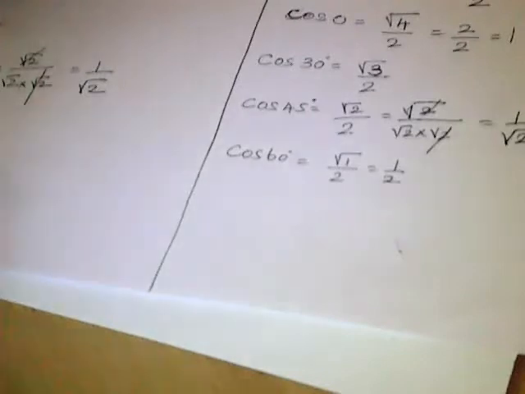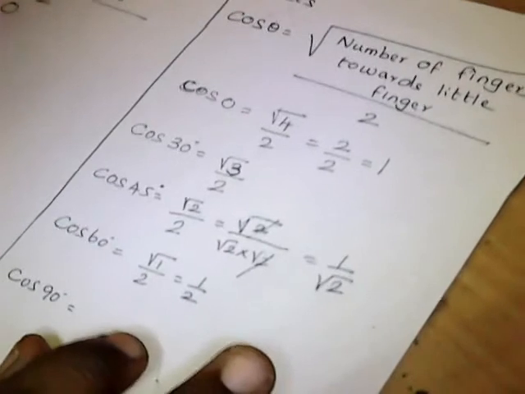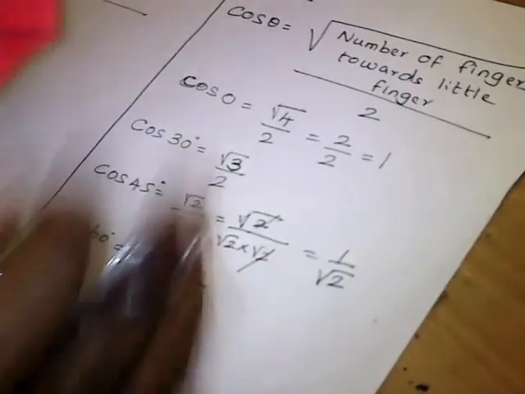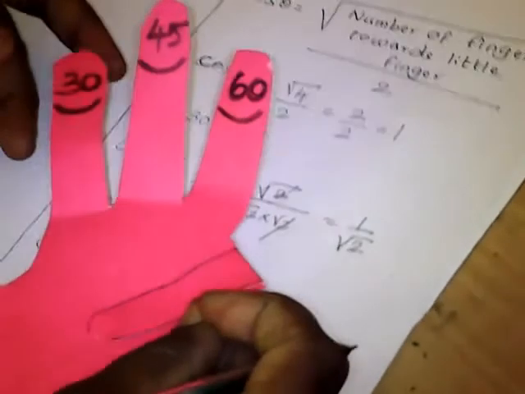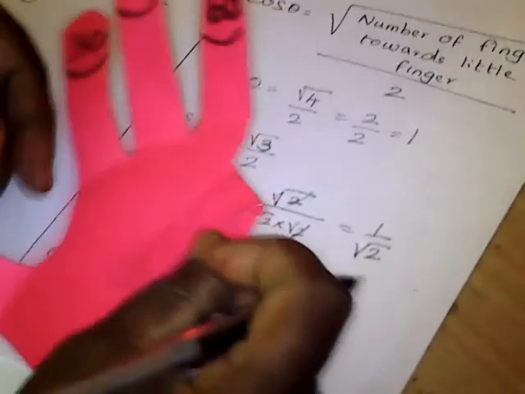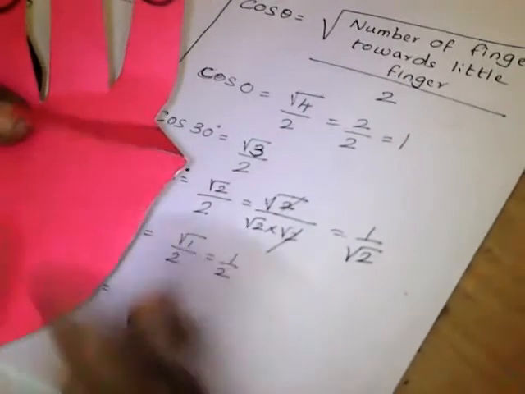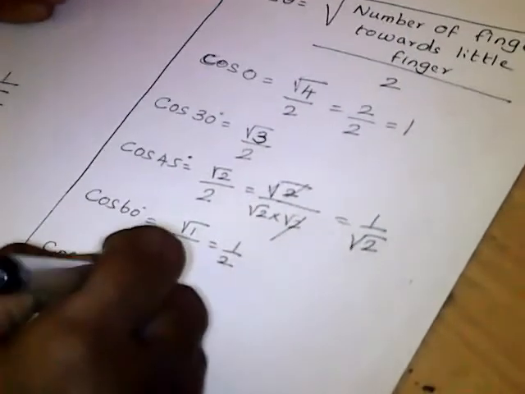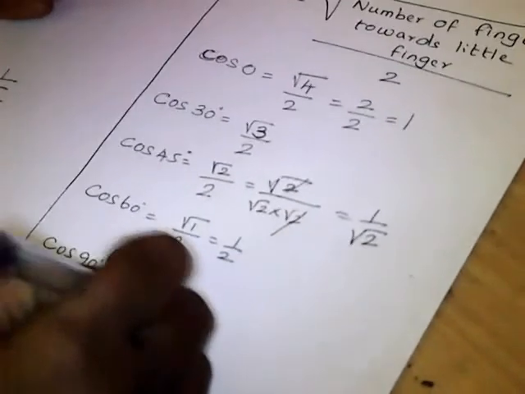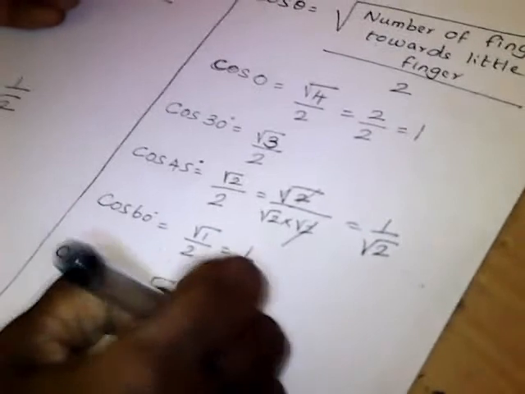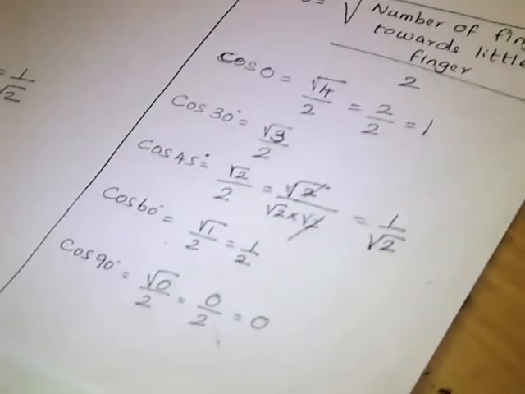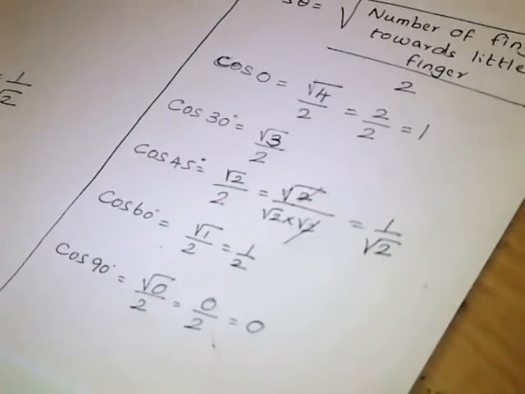Similarly, cos 90. Cos 90 formula is root of number of fingers towards little finger by 2. So now I am folding 90 degree. 90 degree finger I have folded. Towards the little finger, how many fingers are there? There is no finger. So I am writing root 0 by 2. Root 0 is nothing but 0. So 0 is the answer. So cos 90 is 0.